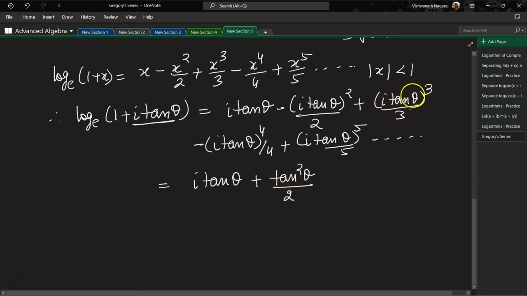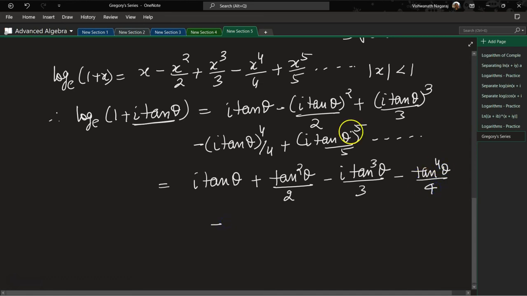Okay, here you have i cubed. i squared is minus 1, so i cubed is minus i, so minus i tan cubed theta by 3. Now i to the power of 4 is 1, so here we have plus tan to the 4 theta by 4, with the sign minus.